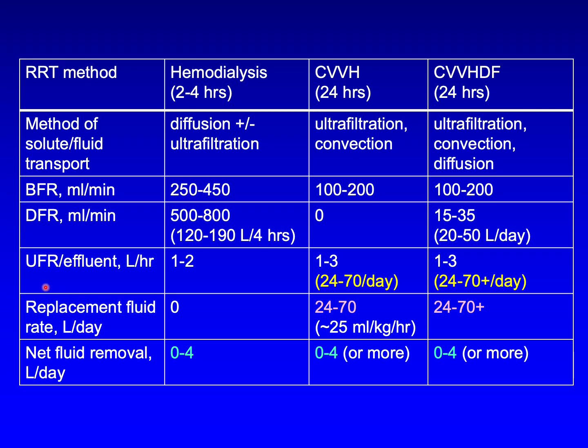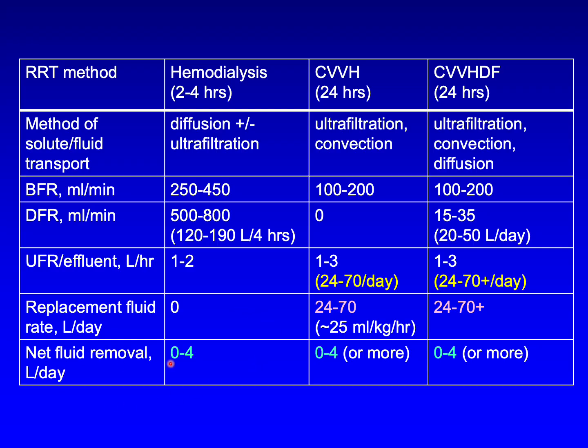The amount of ultrafiltrate that can be removed per hour is usually 1 to 2 liters at the most per hour with hemodialysis, and the treatments last 2 to 4 hours. With CVVH and CVVHDF, you can remove more ultrafiltrate and do it all day long, up to 70 liters per day, because you replace the volume that is lost with almost as much in the form of replacement fluid. Whereas with hemodialysis, you don't get a chance to replace anything.